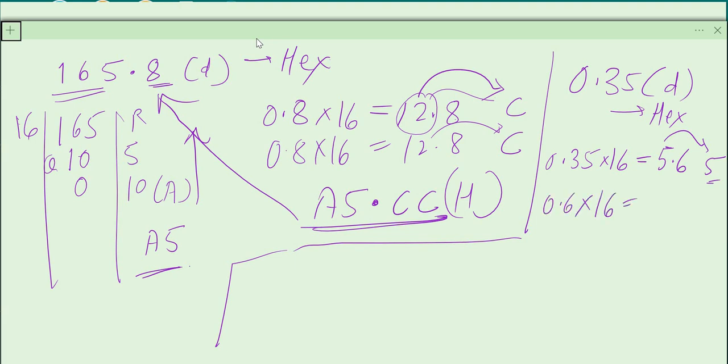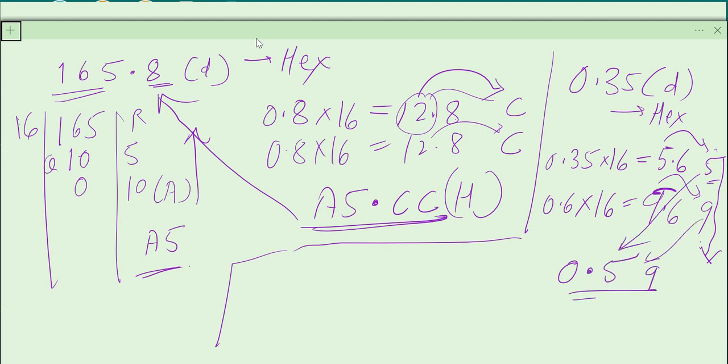So 0.6 into 16. It is coming out to be 9.6. So 9 will be coming out, with 0.6 remaining. So 5 and 9 are the 2 digits. You have to take them in the same direction. After the decimal point, put the numbers first this 5 and then this 9. So 0.35 in decimal is equal to 0.59 in hex. In this way the conversion is done.